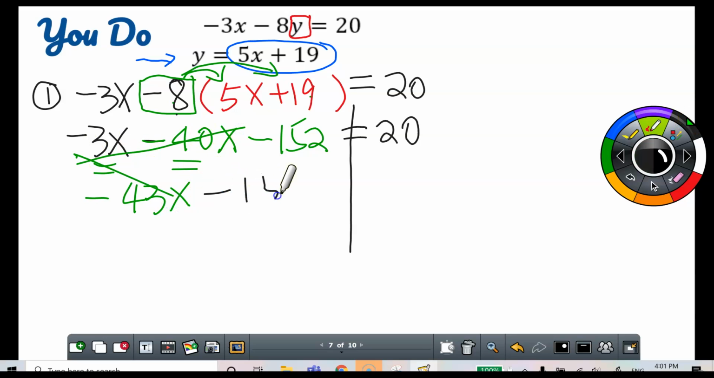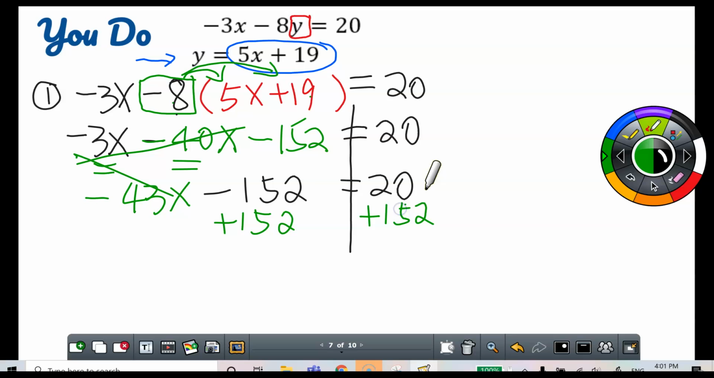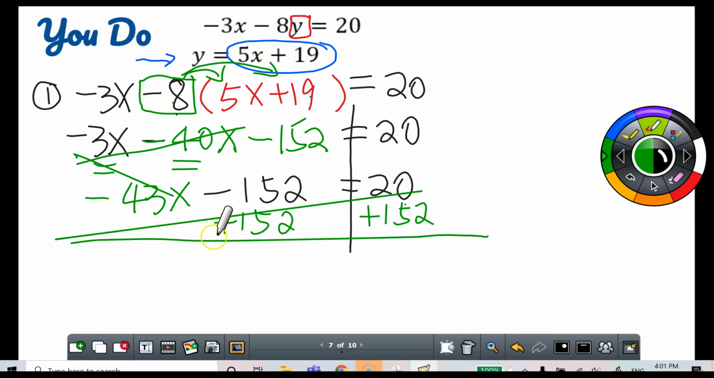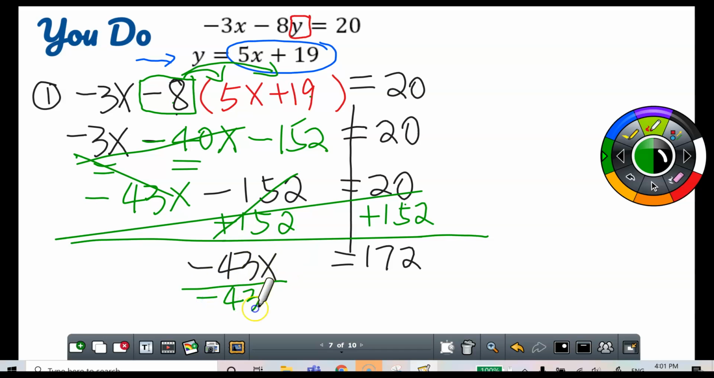Copy the rest down. And keep solving the equation. First, get rid of the single number. You have 172. And then get rid of the negative 43 by division. So we have x equals negative 4.